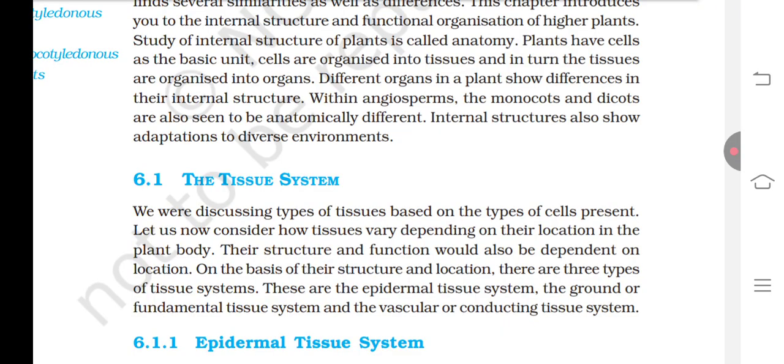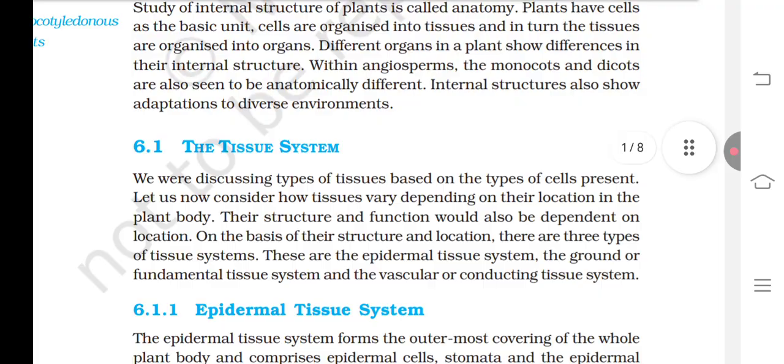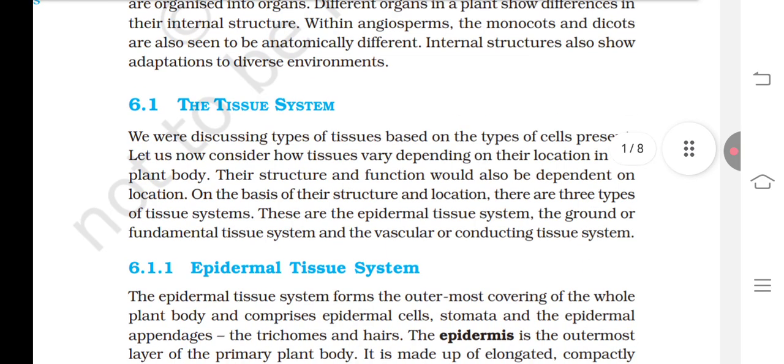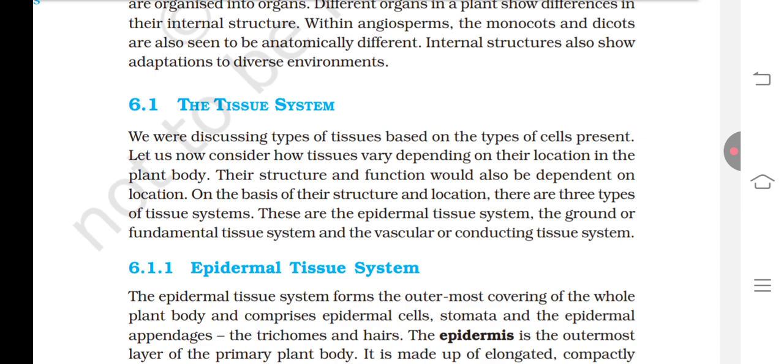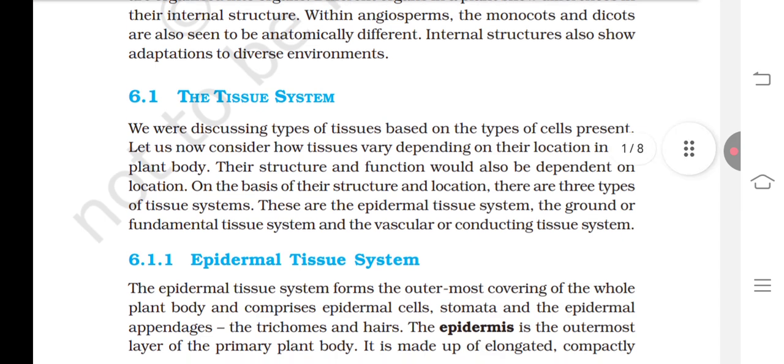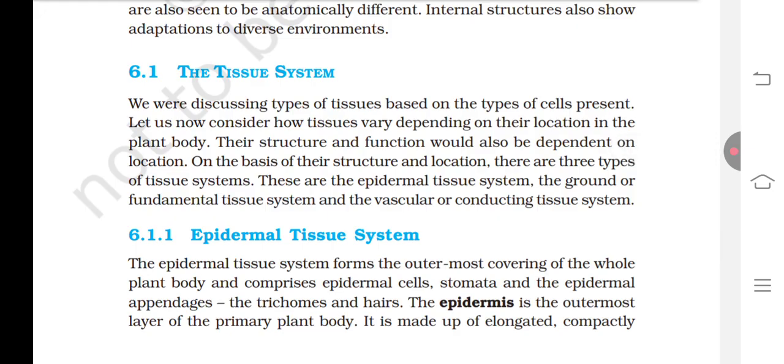Plants have cells as the basic unit. Cells are organized into tissues, and in turn the tissues are organized into organs. Different organs in a plant show differences in their internal structure. Within angiosperms, the monocots and dicots internal structure also show adaptation to diverse environments.